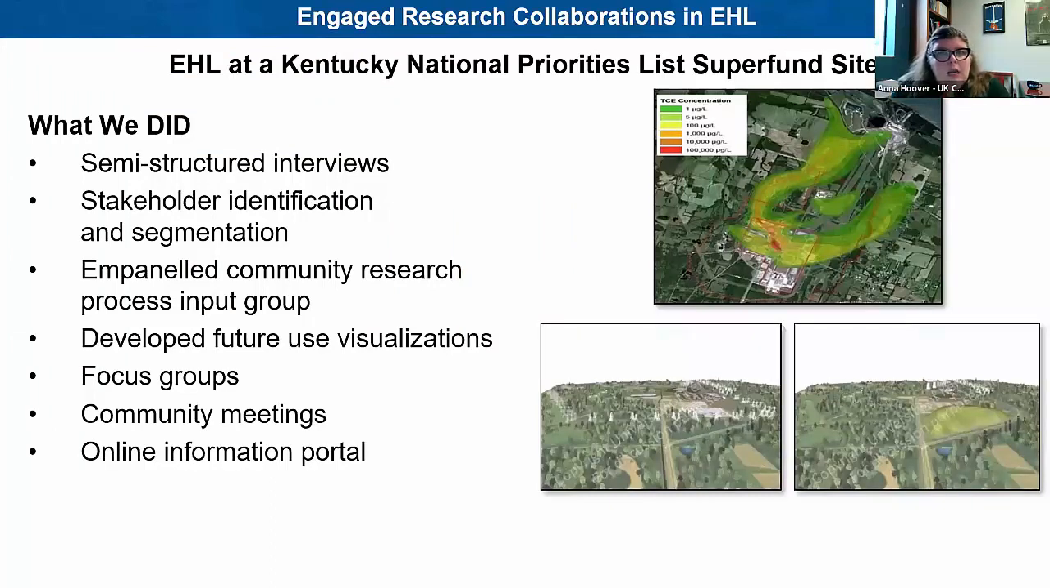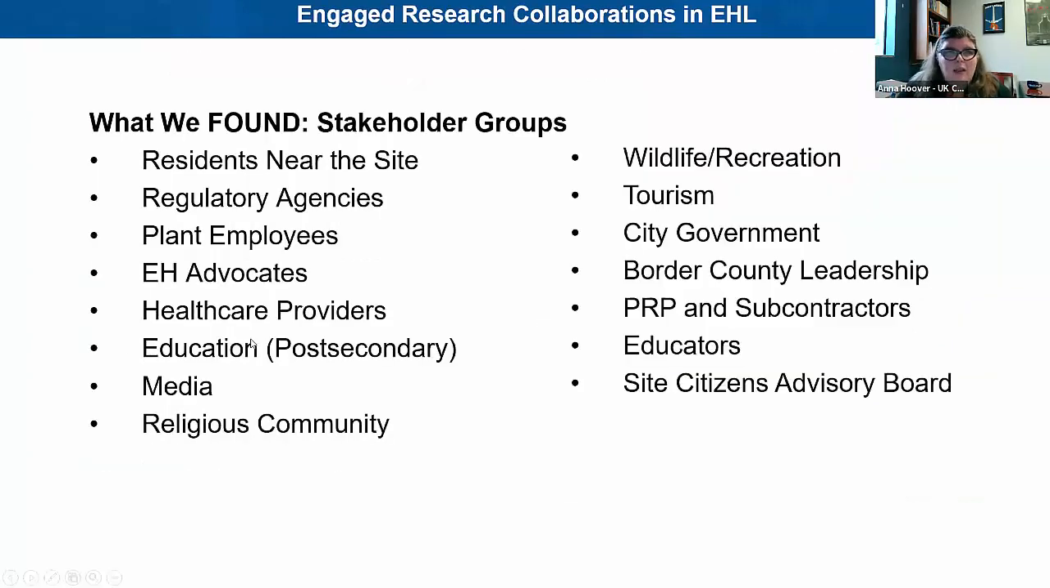Another project we worked on was related to that Superfund site I mentioned in Western Kentucky. We were looking at what is the best future use for this site, not the best that we think, or the best that the Department of Defense thinks, or the best that the Department of Energy thinks. What does the community think is the best potential future use for this site? So we did semi-structured interviews. In those interviews, we started working on stakeholder identification and segmenting those stakeholders into different groups. We empaneled community research process input groups. We developed, you see in front of you, these bottom two pictures are future use visualizations of different potential futures for that site. We had focus groups, we had community meetings, we had an online information portal.